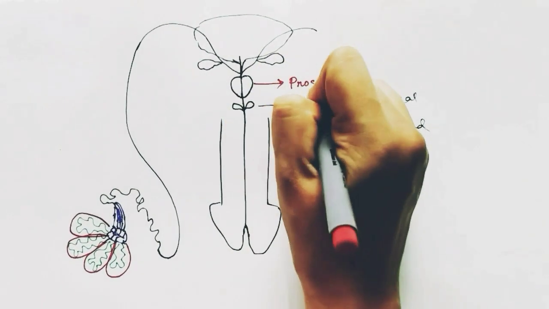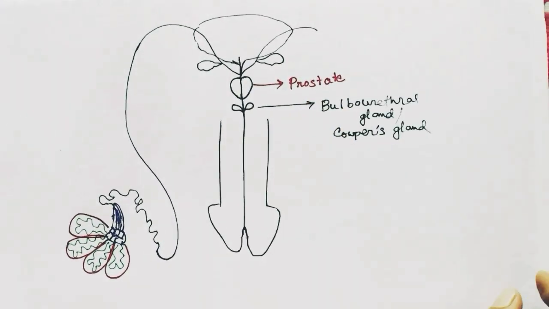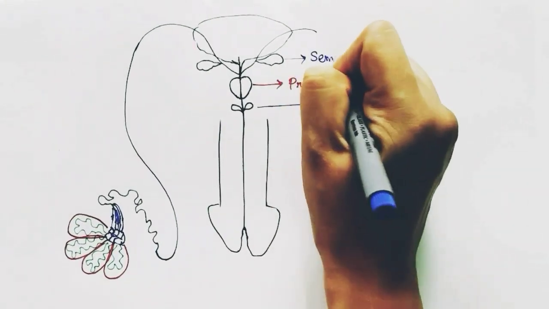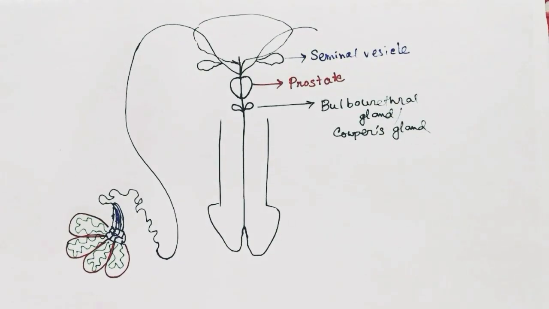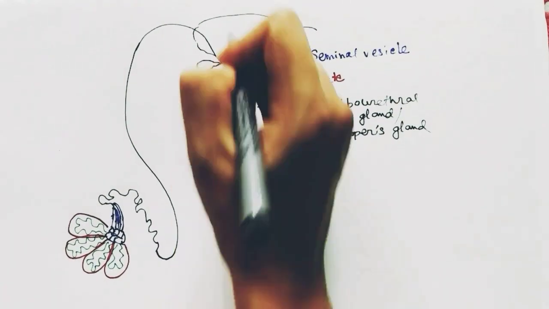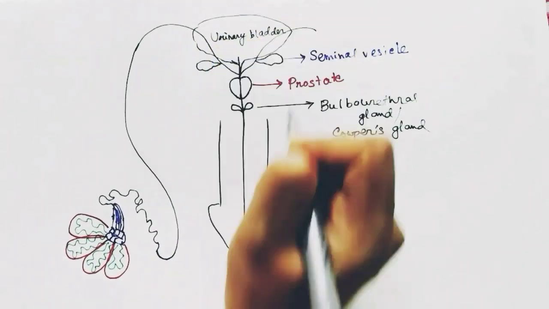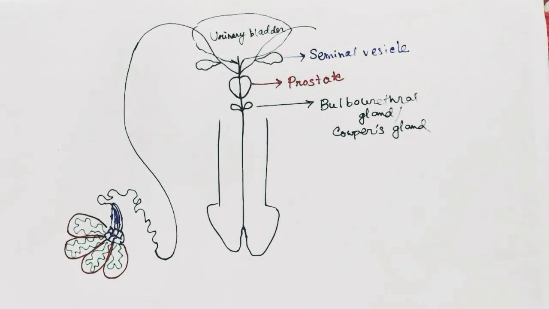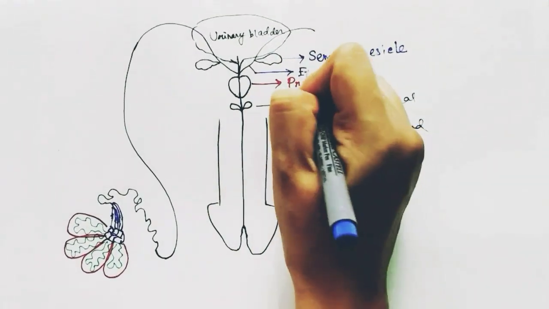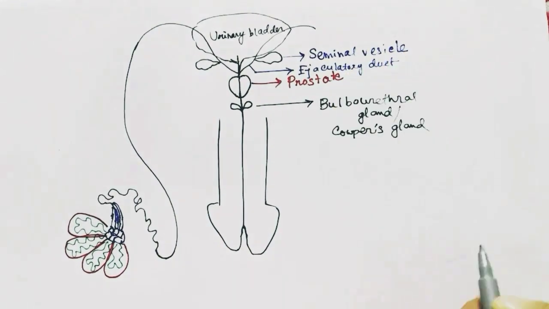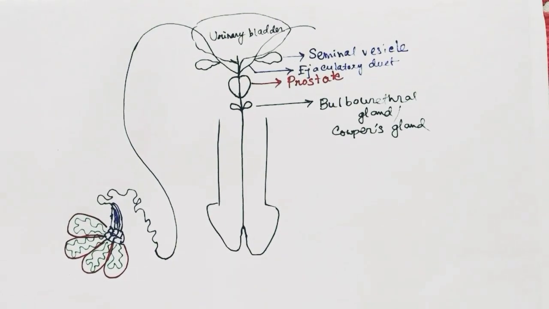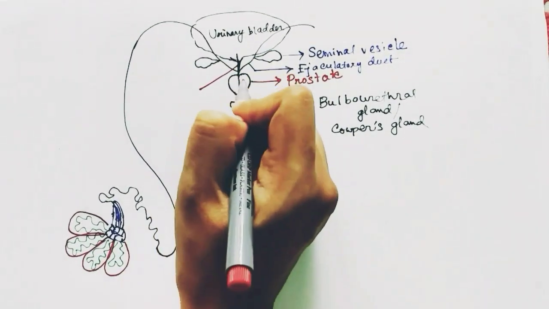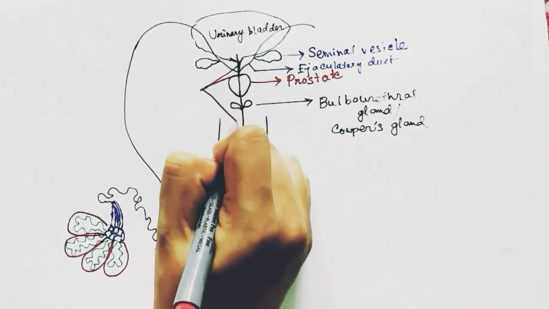This is the prostate gland, and this is the seminal vesicle. Seminal vesicle connects to the vas deferens. Vas deferens, after connecting to the seminal vesicles, becomes the ejaculatory duct. This ejaculatory duct will connect to the urethra, and the urethra is generated from the urinary bladder.